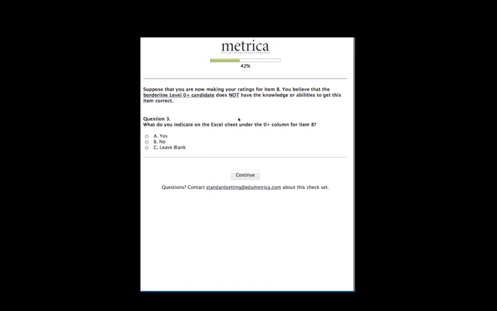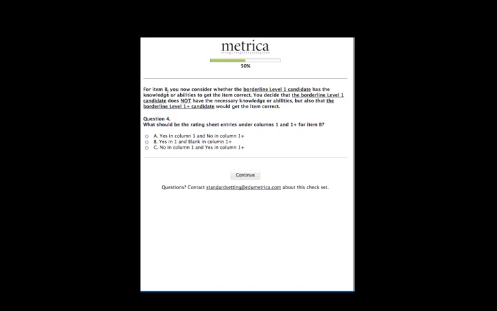Now suppose you're making a rating for item B. You believe that the borderline level 0+ candidate does not have the knowledge or abilities to get this item correct. Well, under the 0+ column for item B, you should put no, because that's precisely what that no rating means. It expresses your view that the borderline level 0+ candidate does not have the proficiency needed to answer that item correctly.